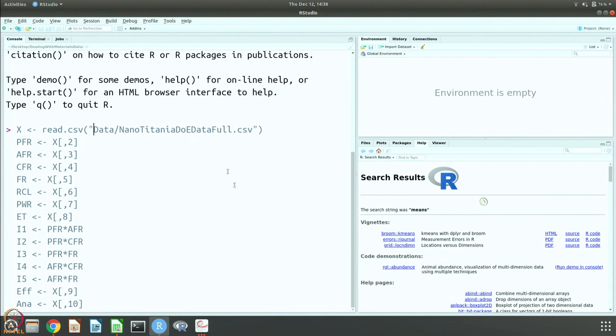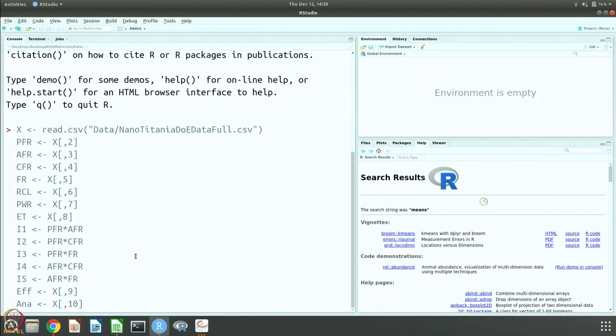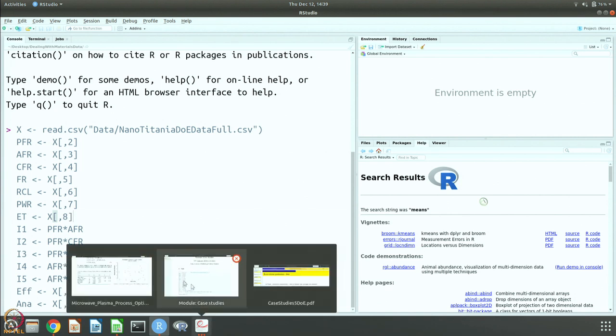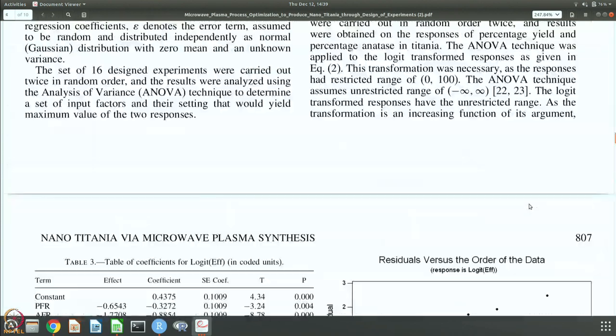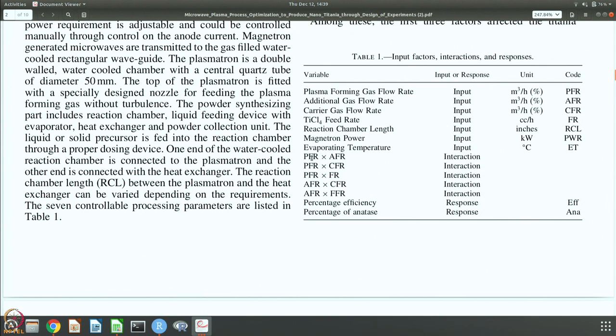So, the first step is to read the data, and we know that the different columns of the table give you PFR, AFR, CFR, FR, RC, power, ET, etcetera. I am going to use the same symbols because these were the ones used in the paper. So, I am going to say the second column is PFR, the third column is AFR, the fourth column is CFR, etcetera. And then there are interactions, between PFR and AFR, CFR, FR, and AFR with CFR and FR. These were the five interactions which were decided to be important for this study, and that is given here in this table. Right. So, PFR with AFR, CFR, FR and AFR with CFR, FR. These were decided to be important, and these are the other 7 parameters.